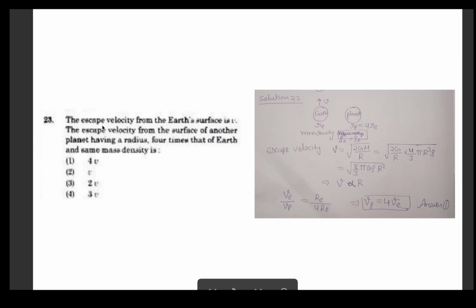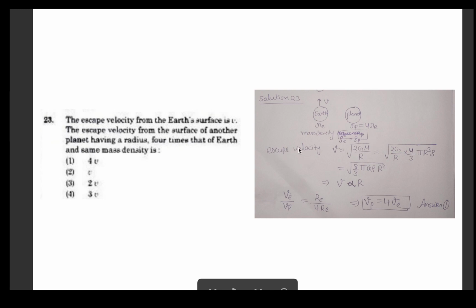In the 23rd question, they asked: the escape velocity from the Earth's surface is v. The escape velocity from the surface of another planet having a radius 4 times that of Earth and the same mass density is. This is our Earth. The escape velocity is equal to v. The radius of Earth, let us assume, is Re. For the planet, the radius is 4 times the Earth's radius. In the question, they have given that the mass density is equal.